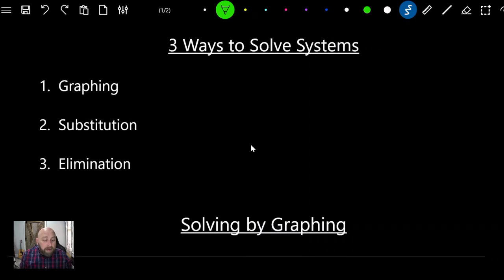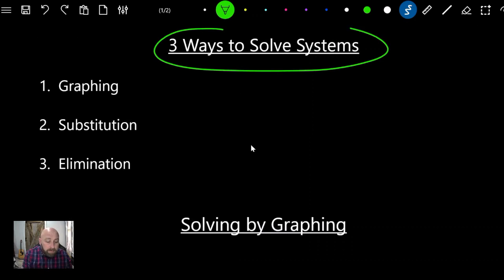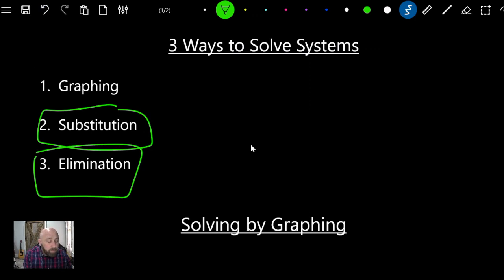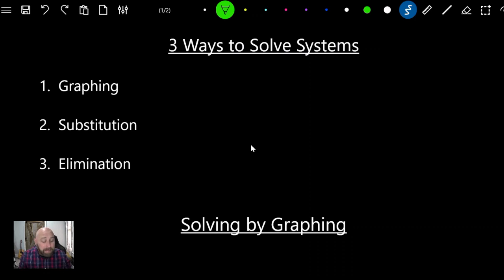There are three ways to solve systems. You probably want to write these down. And these are going to be your next three lessons. Today's lesson is going to be on graphing, and then we'll do a lesson on substitution, and then we'll do a lesson on elimination. These are just three different methods of solving the same problem.